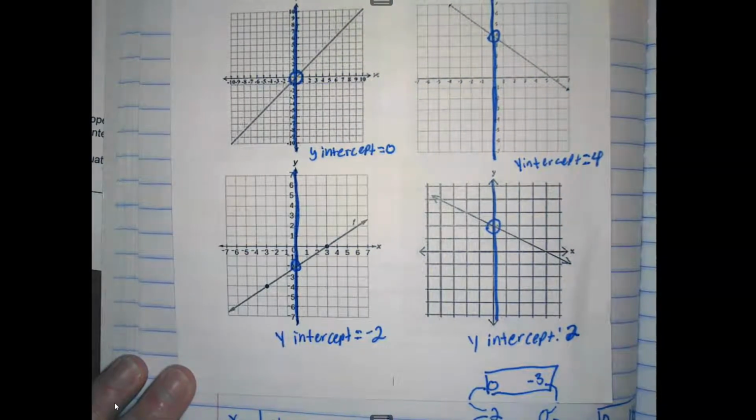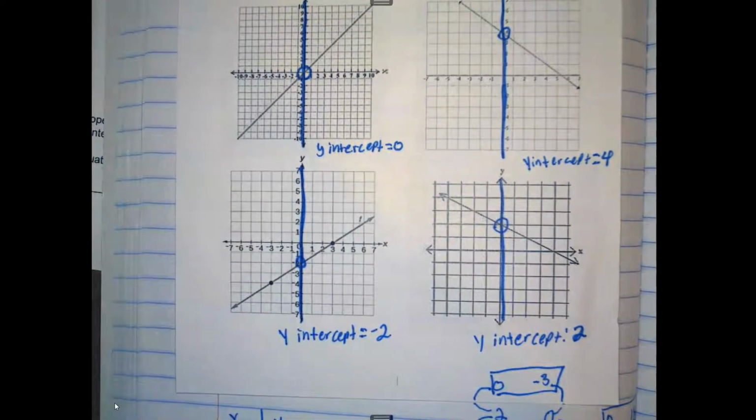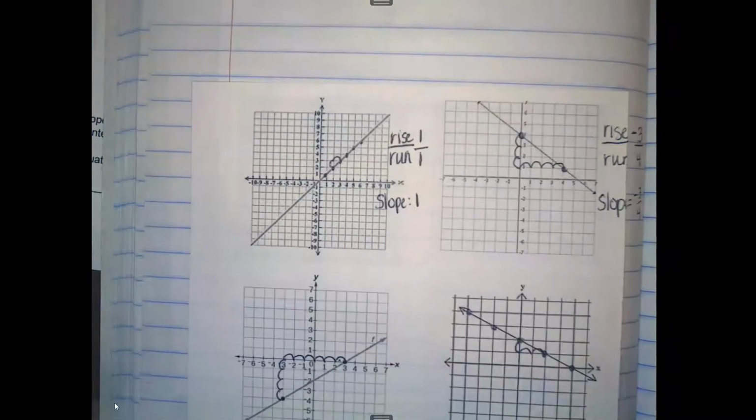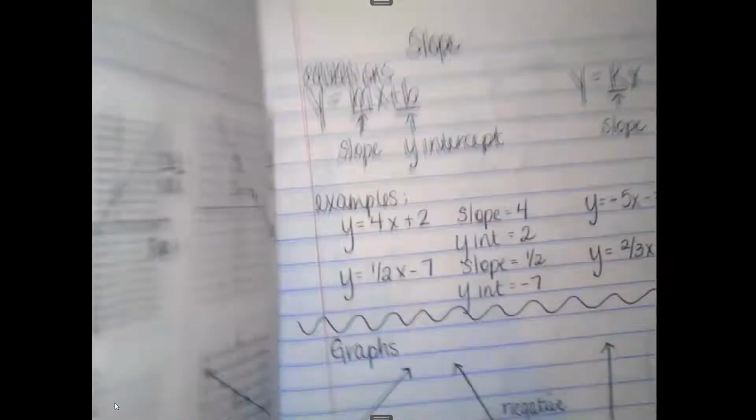All right, so to find our y-intercept from our equation, it's going to be behind the plus. If there is a minus, then it's whatever the minus is. If there's nothing behind it, it's 0. On a graph, it's where it crosses the y-axis. This is page 26 of your journal. Page 27 of your journal is where we talked about the slope.